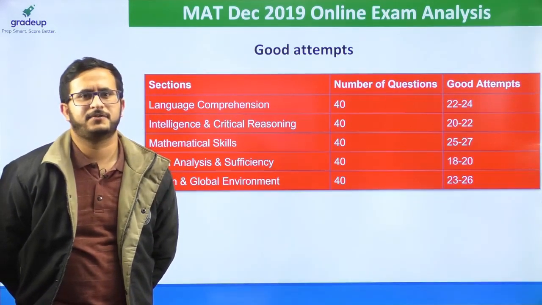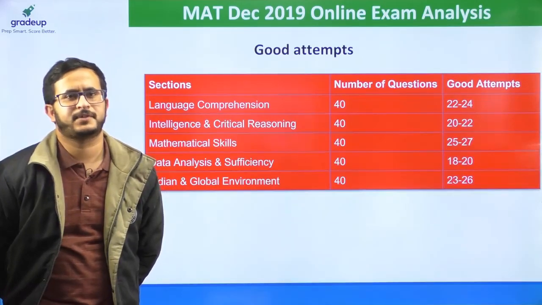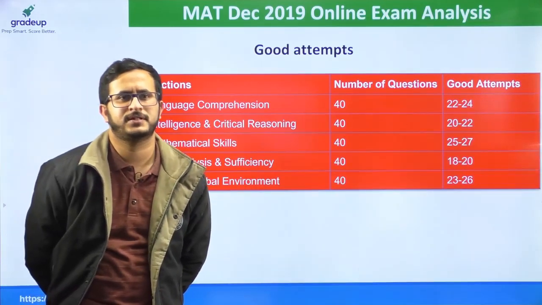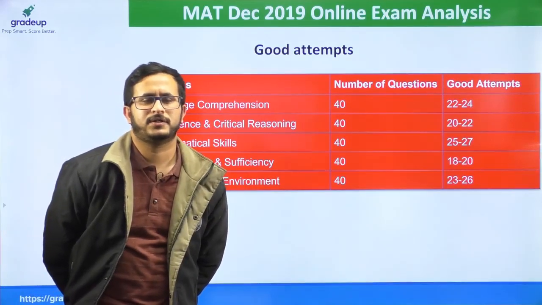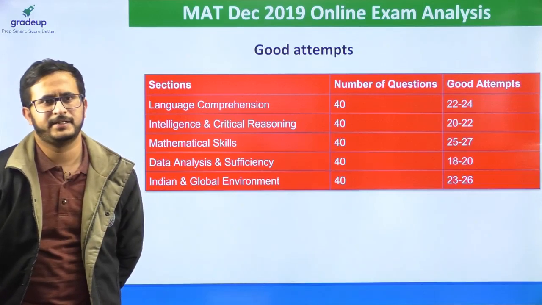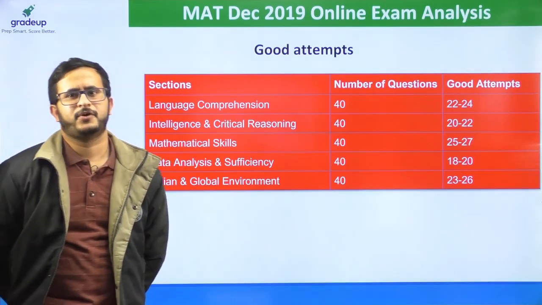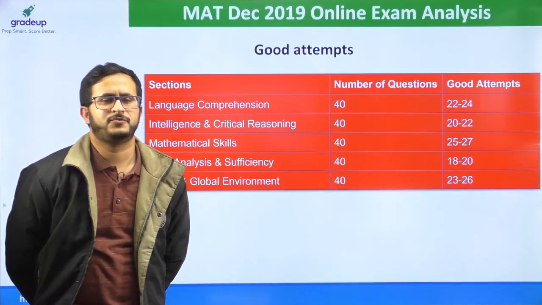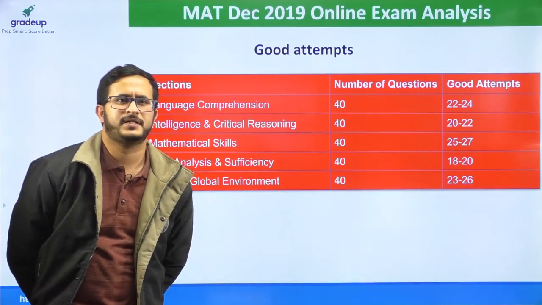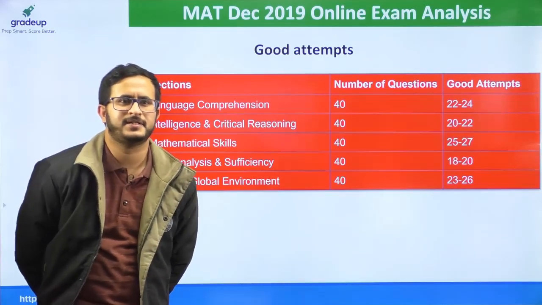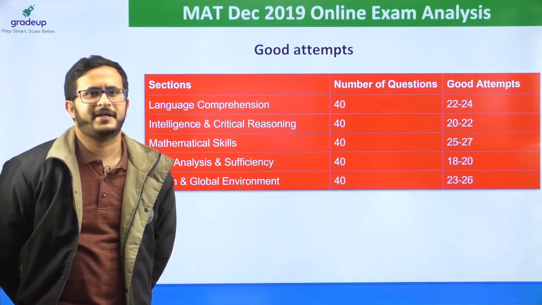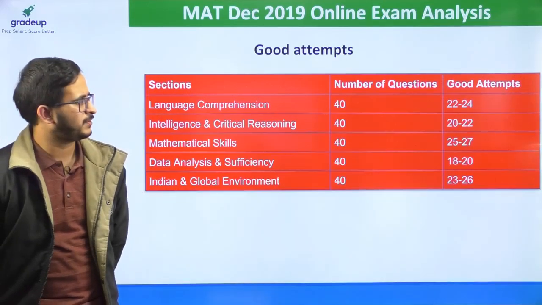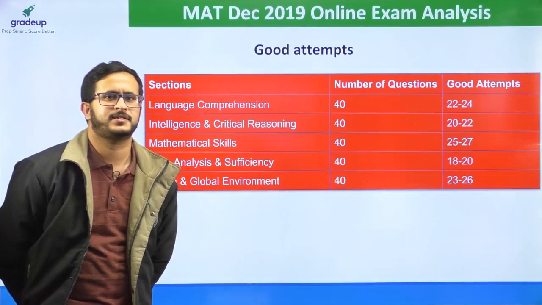Mathematical skills, I would say 25 to 27, because most of the aspirants would have spent their time solving this section. Although there was no sectional timing, ideally a person would have spent 40 to 45 minutes on this section. So around 25 to 27 should be considered as a good attempt, and generally aspirants love solving mathematical questions. So it is obvious that the number of good attempts would be high in this section.